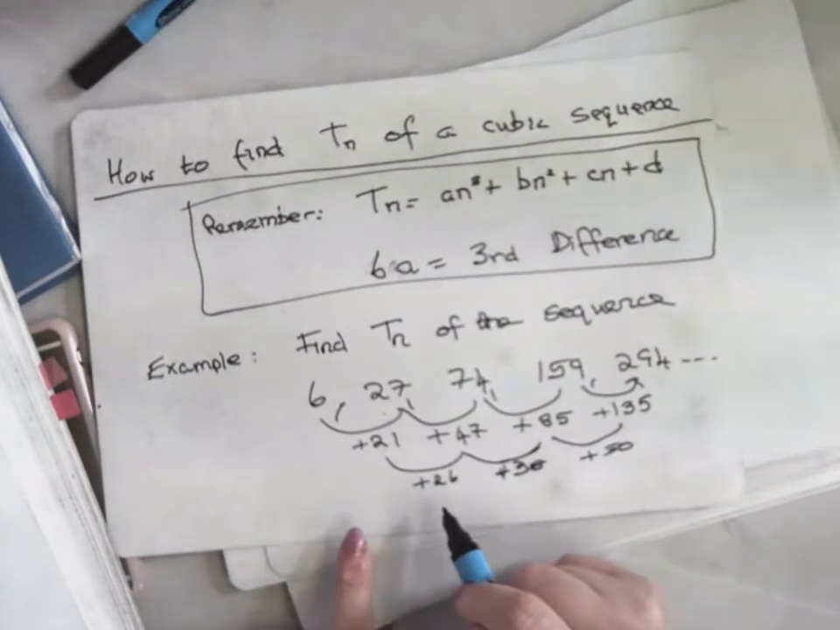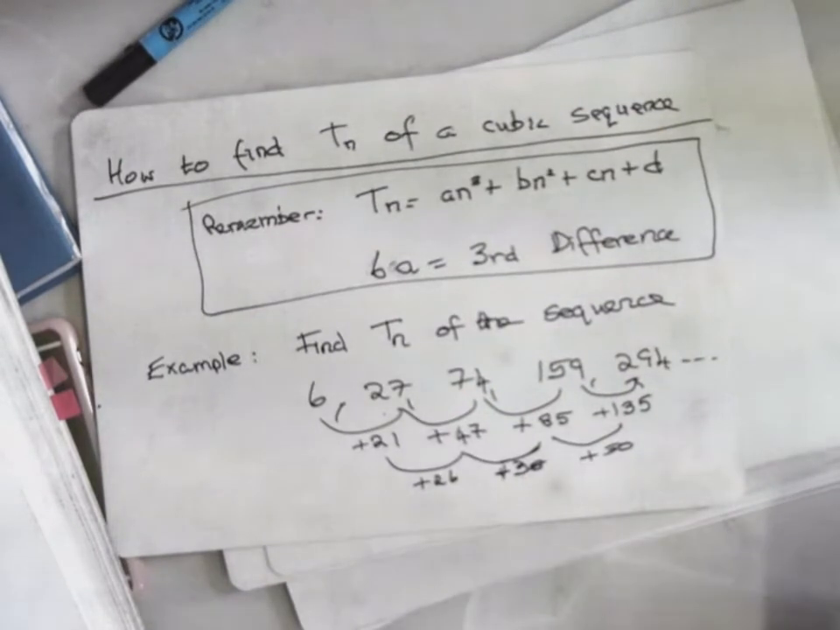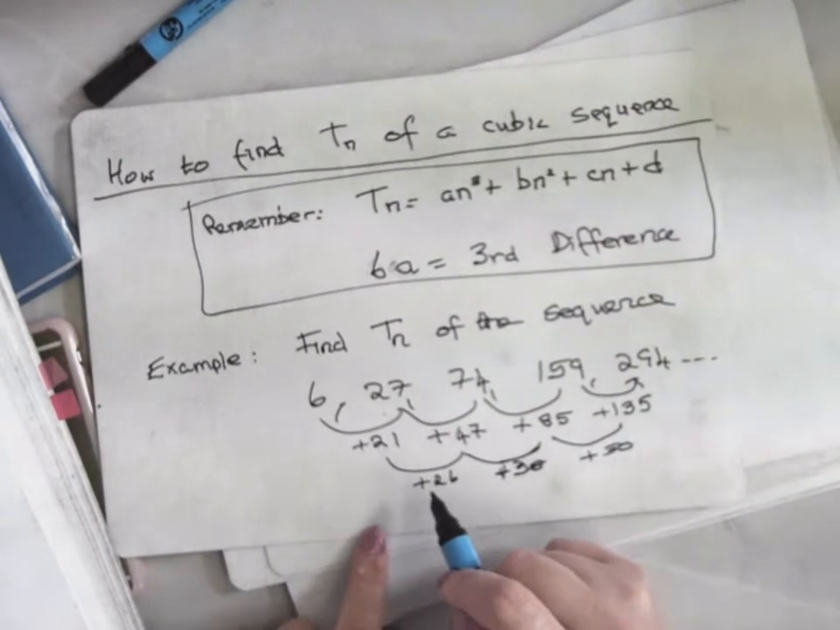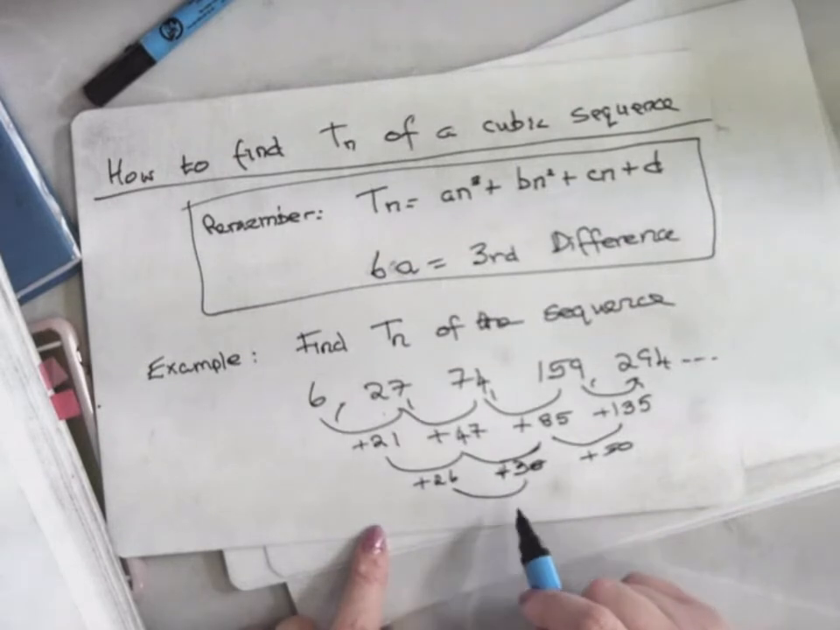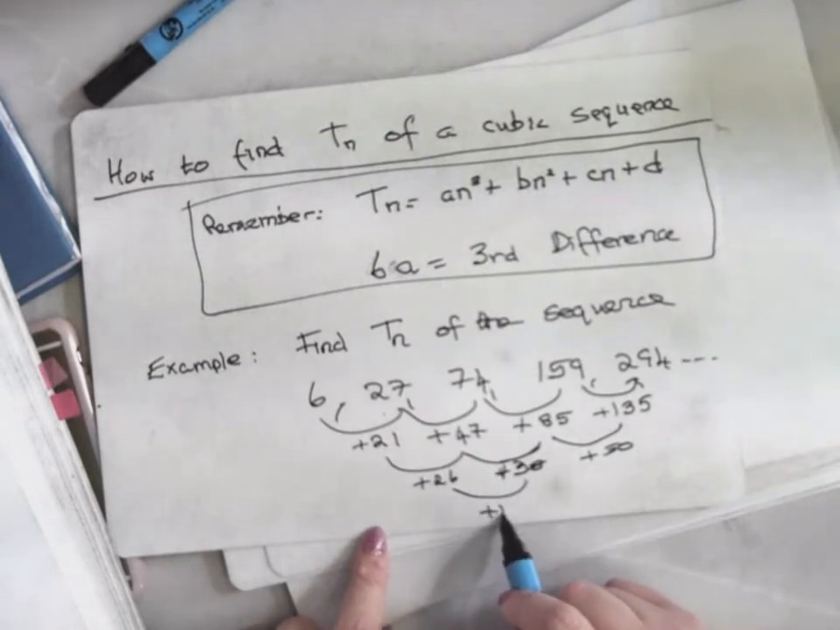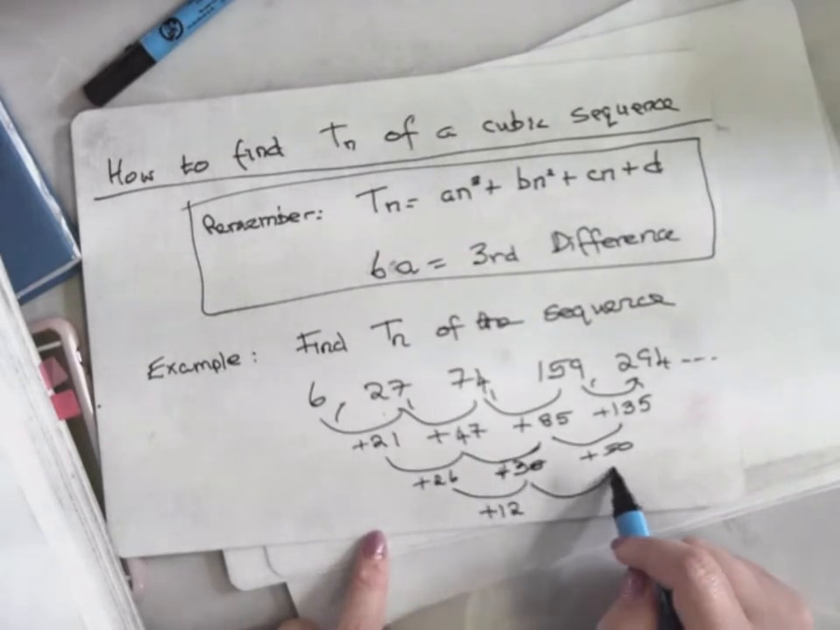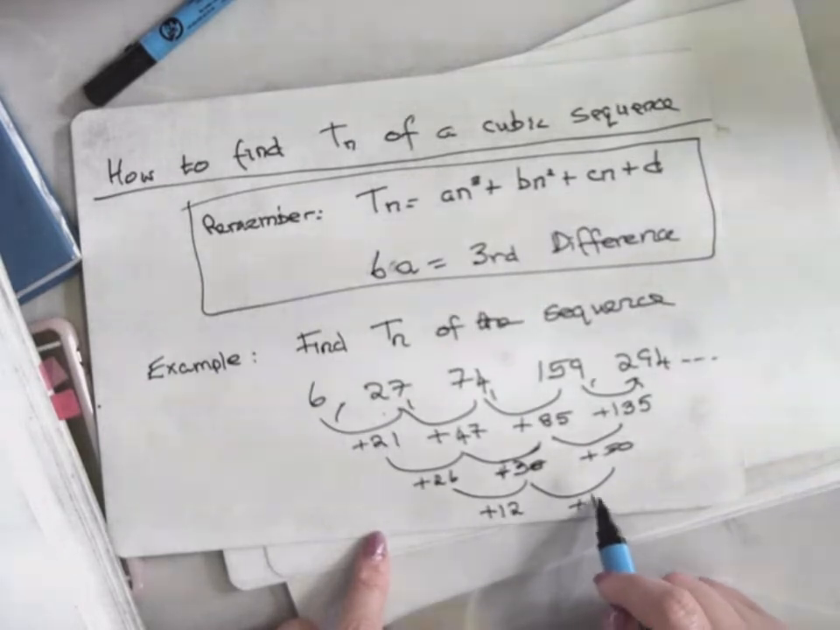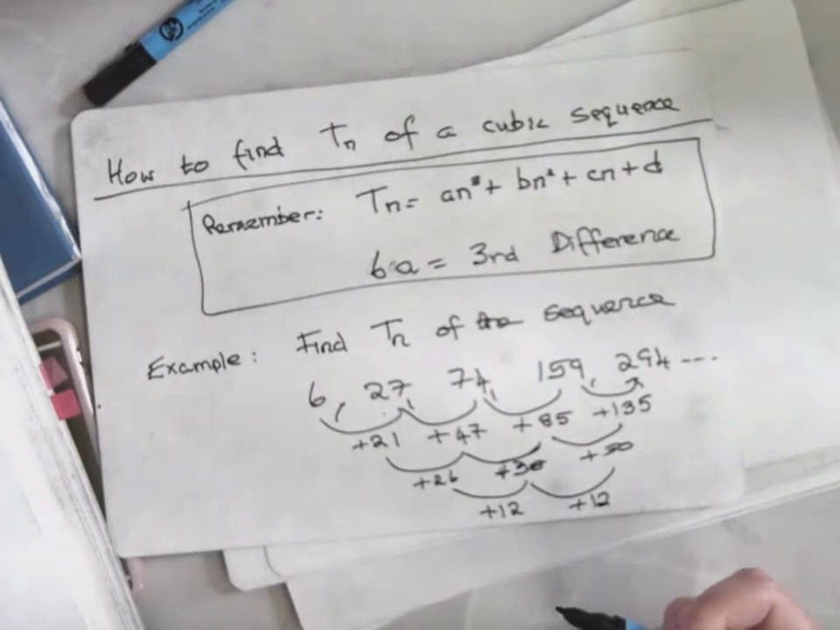So then it's not quadratic, because the second difference isn't a constant. So you go again: 26 to 38 is plus 12, and 38 to 50 is plus 12. The third difference is a constant, so it's a cubic equation.